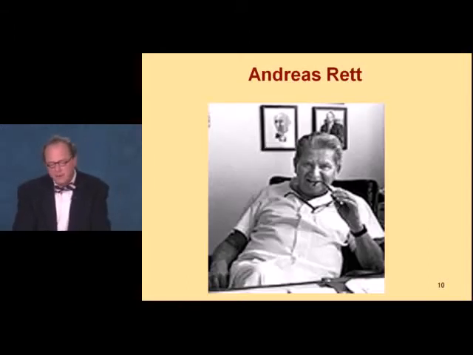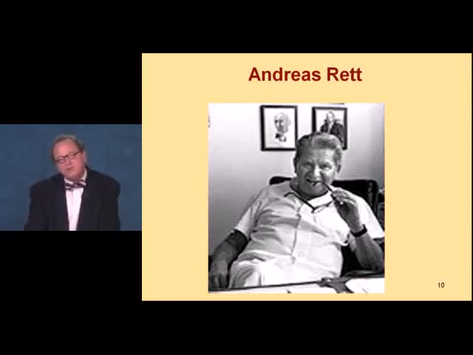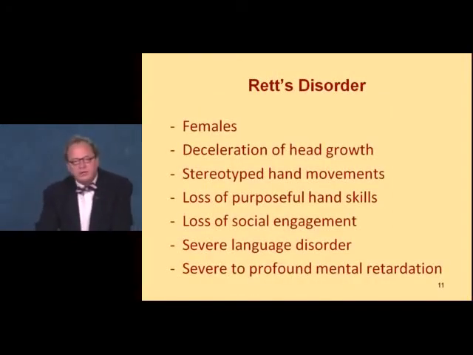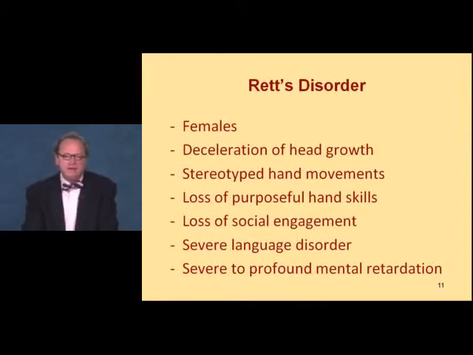Dr. Rett was the first to describe Rett's disorder, which is quite different from the other PDDs. For example, Rett's disorder only occurs in females, and we know that in autistic disorder and Asperger's disorder, the male to female ratio is 4:1. So this is quite different.